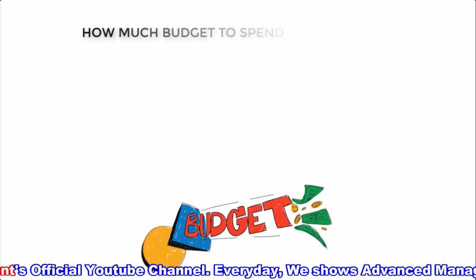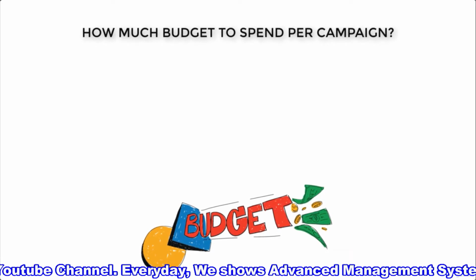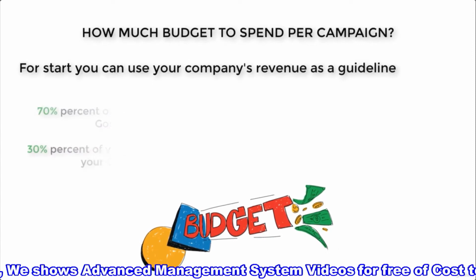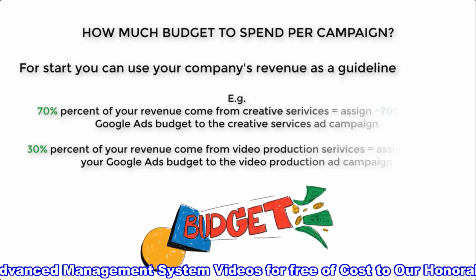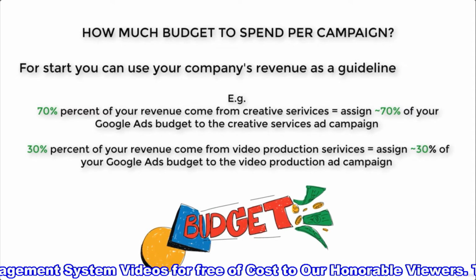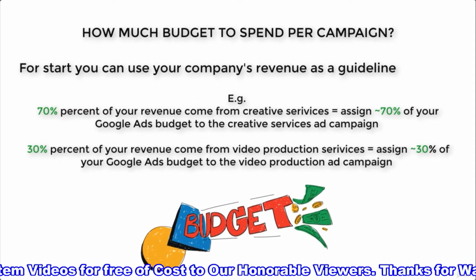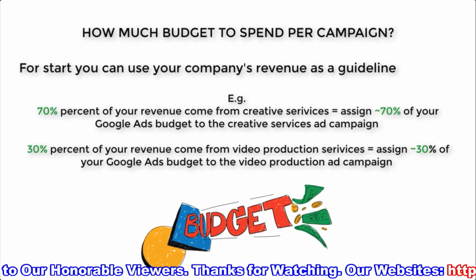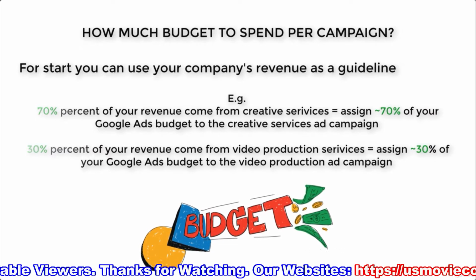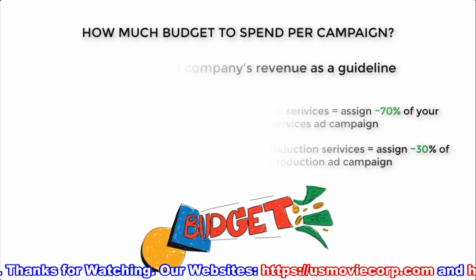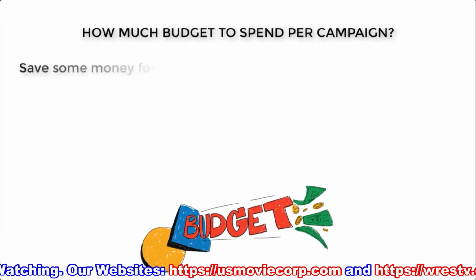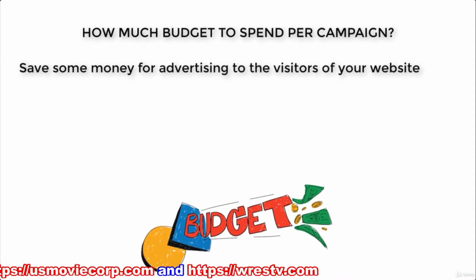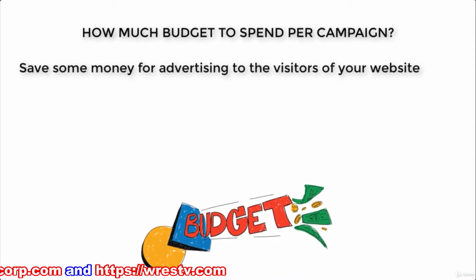Then you should think how much budget you want to spend for each campaign. For start, you can just copy your revenue structure. If you know that 70% of the revenue come from the creative services and 30% come from the video production services, and you have about $1,000 for advertising, assign $700 to creative services campaign and $300 to photo and video production services, and then save some budget for remarketing campaign aimed at previous visitors of your website, which we will cover in the separate video.